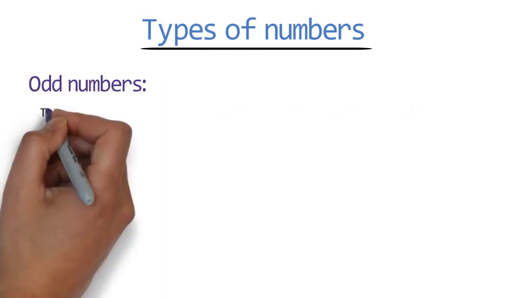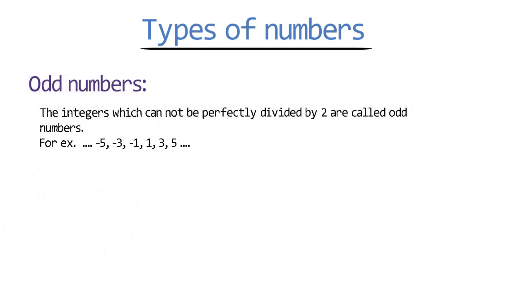Now, odd numbers. These are the integers which are not perfectly divided by 2. For example, 1, 3, 5, -1, -3, -5 and so on. They can also either be positive or negative.